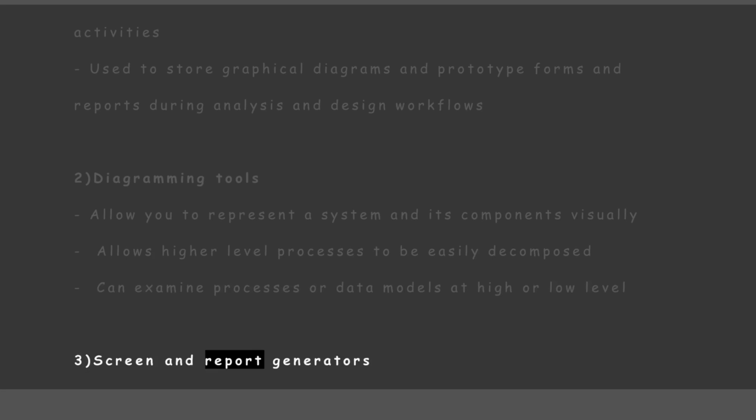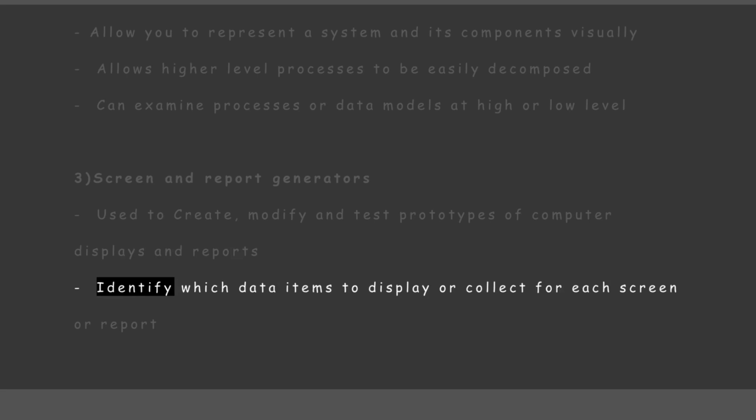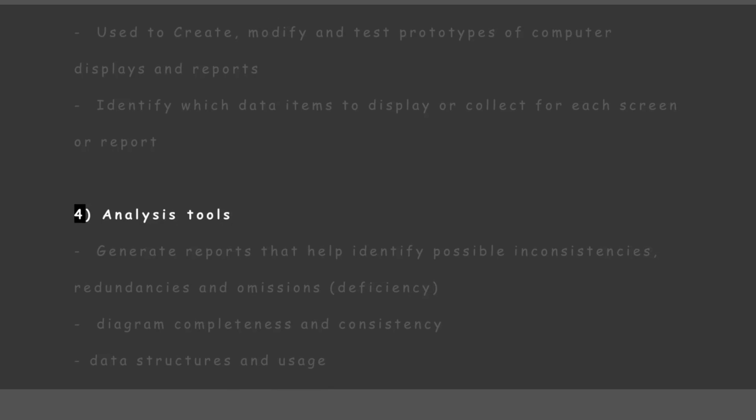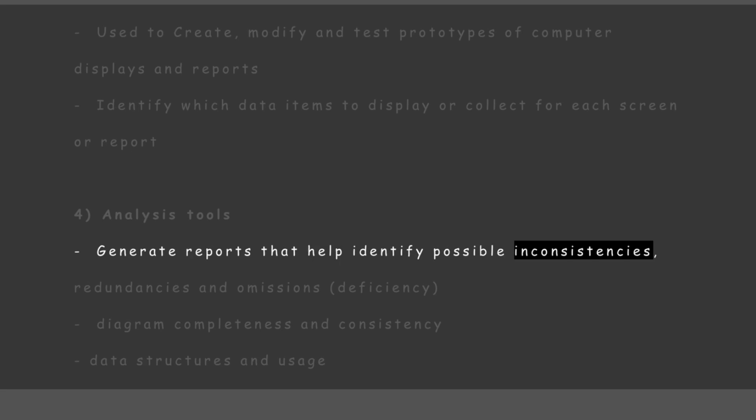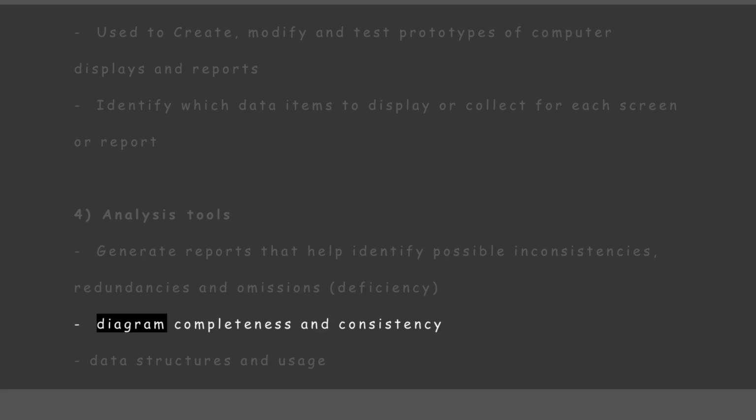3. Screen and report generators. Used to create, modify, and test prototypes of computer displays and reports. Identify which data items to display or collect for each screen or report. 4. Analysis tools. Generate reports that help identify possible inconsistencies, redundancies, and omissions, deficiency. Diagram completeness and consistency. Data structures and usage.